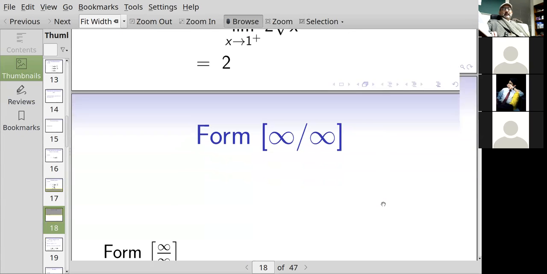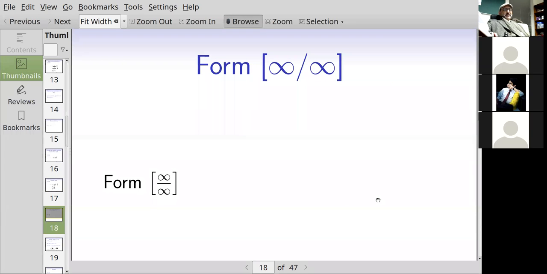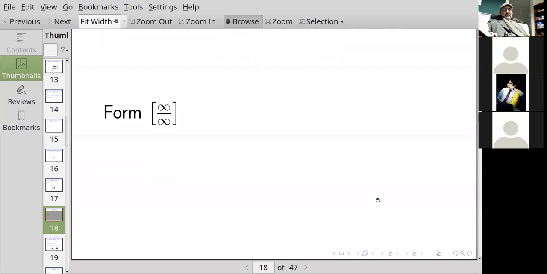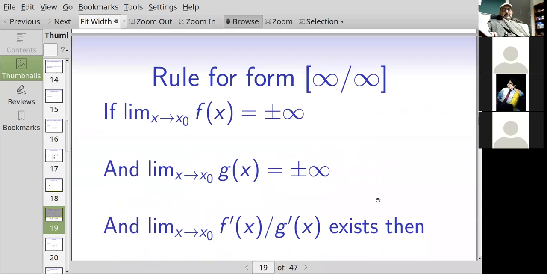Okay. As I said, there are two forms that L'Hopital's can help you with. One is 0 over 0. The other is infinity over infinity. We're not using infinity as if it's an element of the real numbers. It just means the first term would become unbounded and the other term would become unbounded.